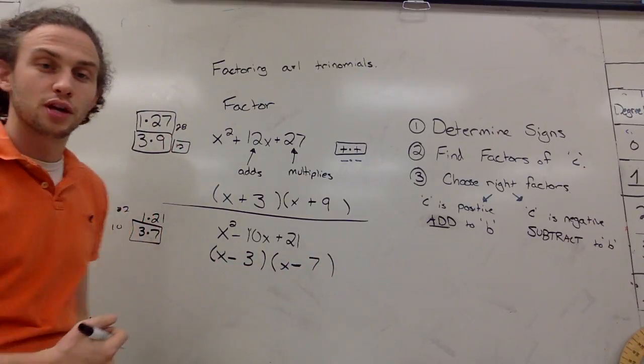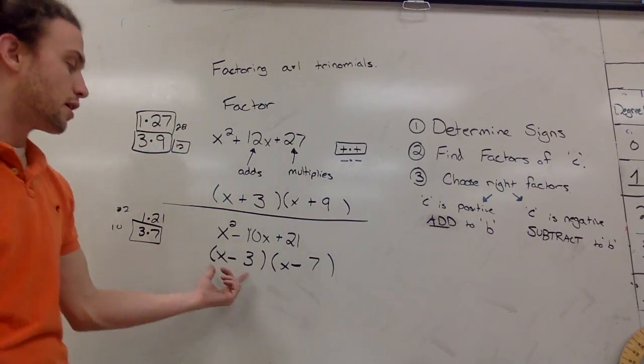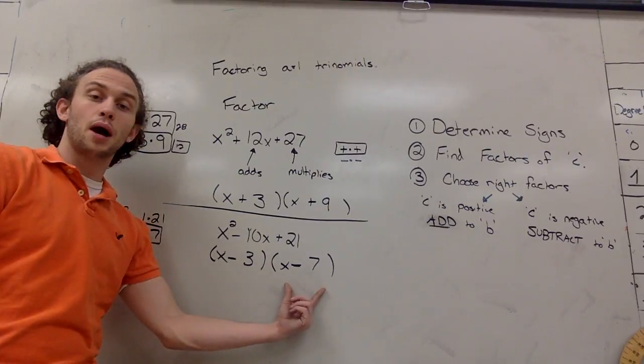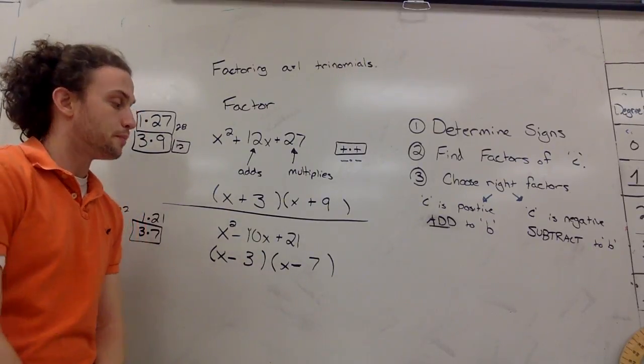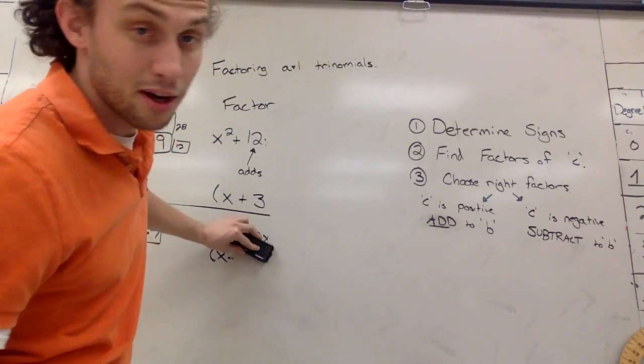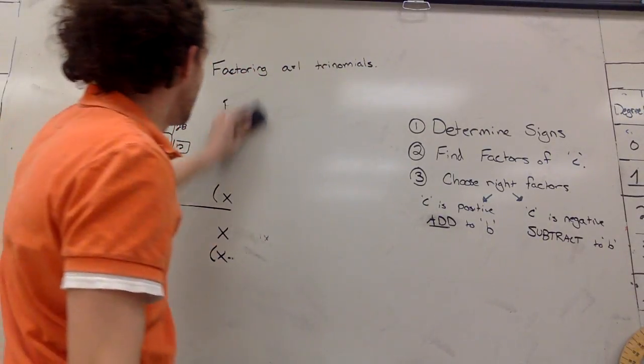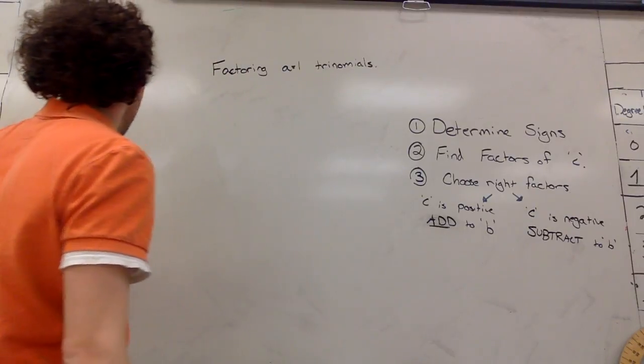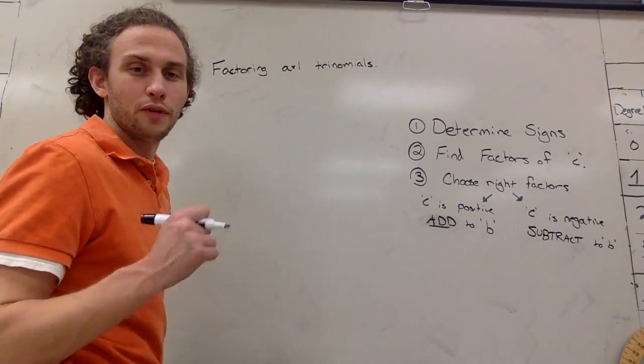And these being the same sign, it doesn't matter which order they're in. I could have had x minus 7 and then x minus 3. It's okay either way. Now, this gets a little more complicated when that last number is not positive. So what I need to do is try to figure out all the factors once again.